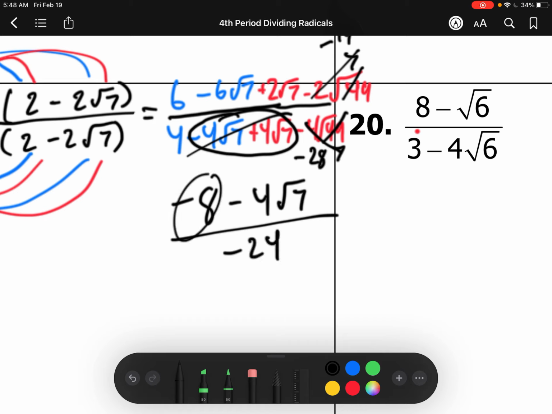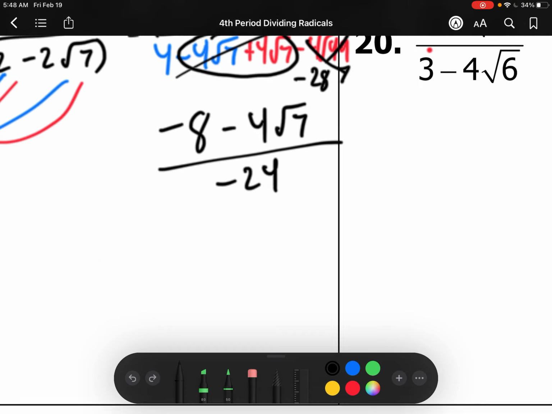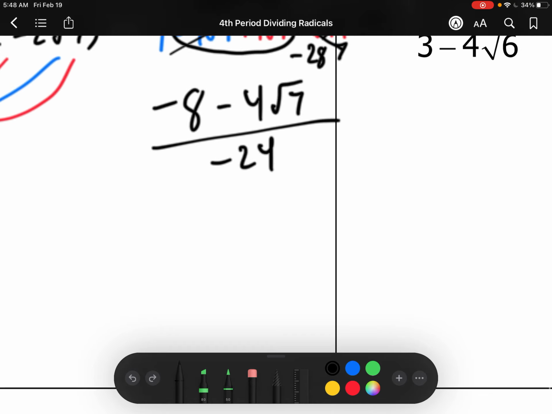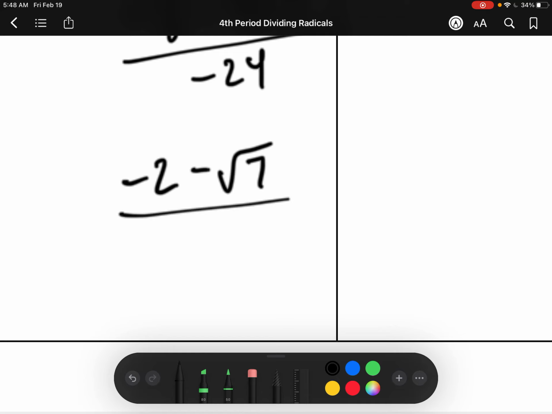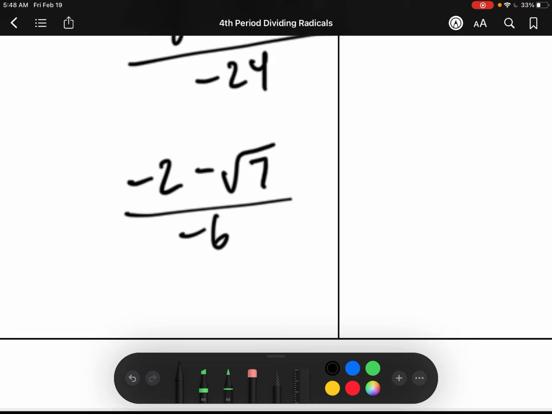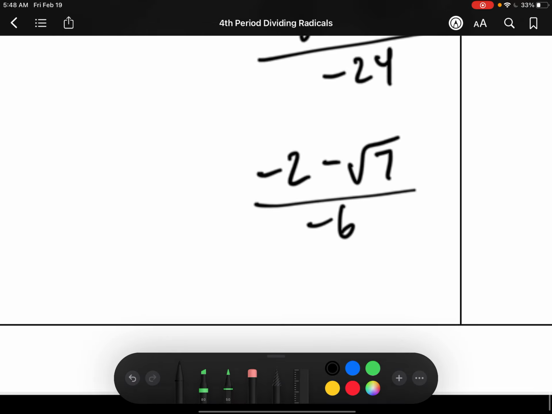And then these three are evenly divisible by 4, right? So negative 8 divided by 4 is going to be negative 2. Negative 4 divided by 4 is going to be just negative 1. So minus the square root of 7. And then negative 24 divided by 4 is going to be negative 6. And you can actually turn those into positives, right?